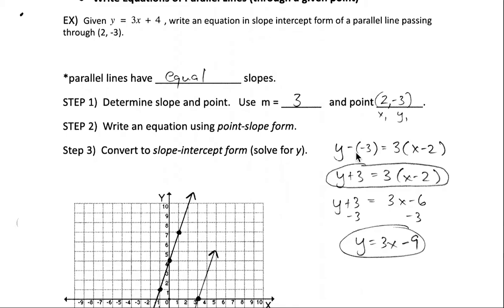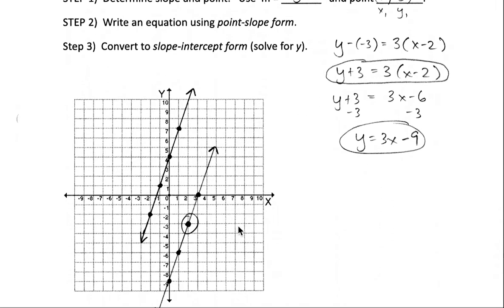So here we have a double negative. Sometimes we need to simplify that. So y minus negative 3 turns into y plus 3. Otherwise, this is the equation of this second line passing through that point.